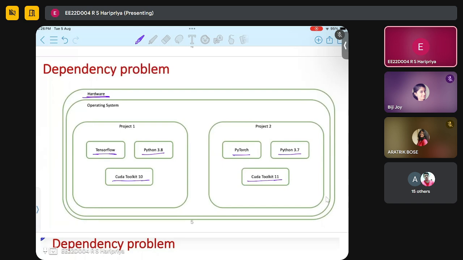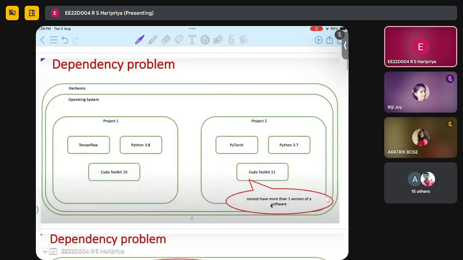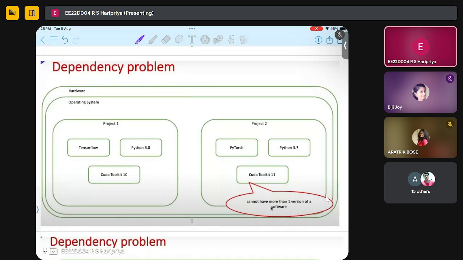A particular team requires a particular set of version requirements, and all of these are supposed to run on the same operating system and then on the same hardware. So this is the dependency problem. We cannot have more than one version of a software because there will be clashes between the drivers from the different toolkits.